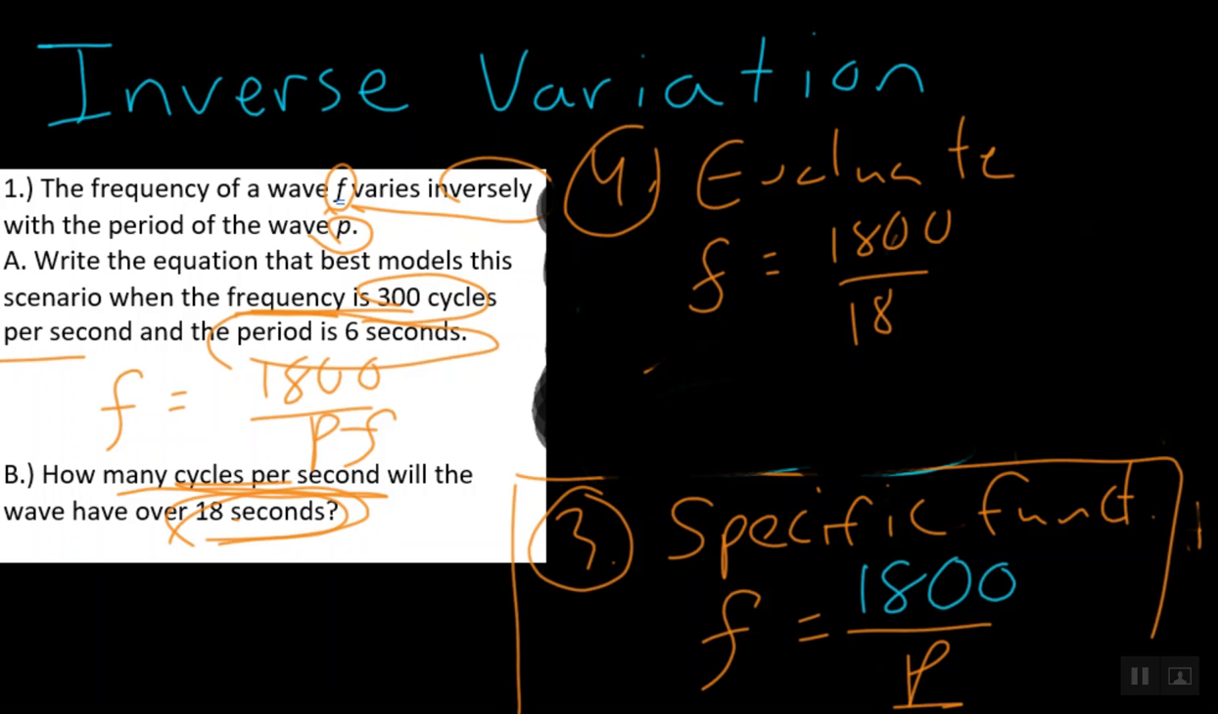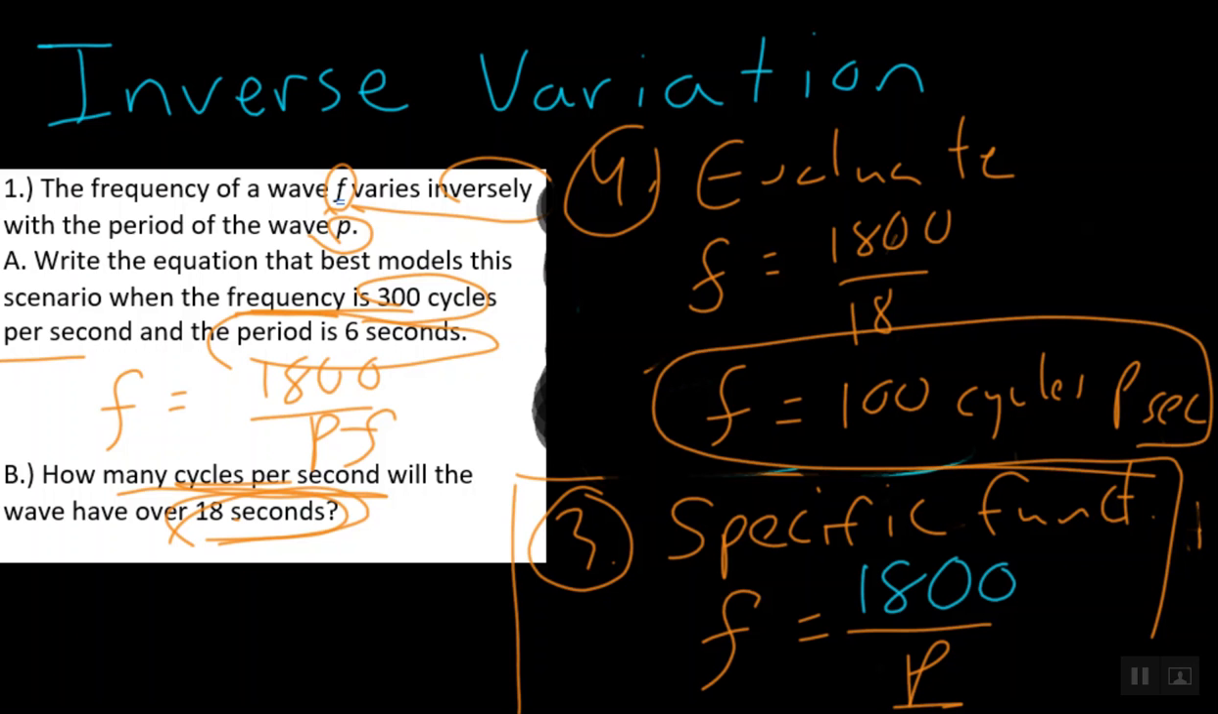And you can use your calculator, or hopefully you can see that clearly here, f at 1800 divided by 18 is 100. And we would say this is 100 cycles per second. All right? And there's your answer. So the answer to part B is 100. All right? And let me circle the part of A that is the correct answer.